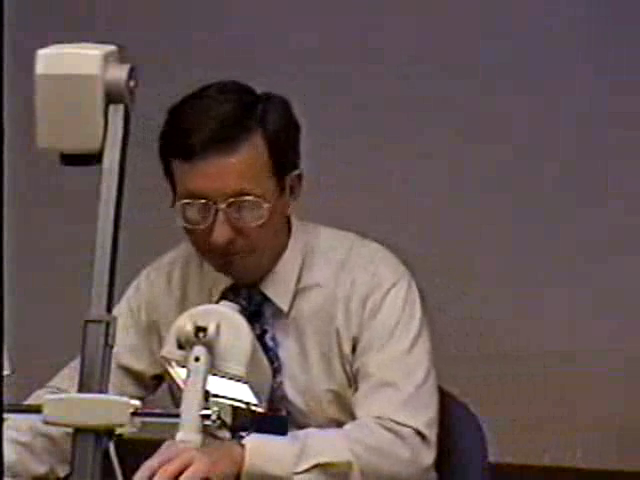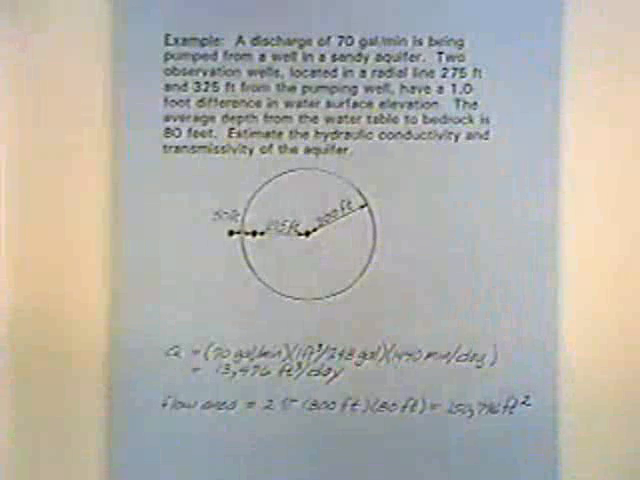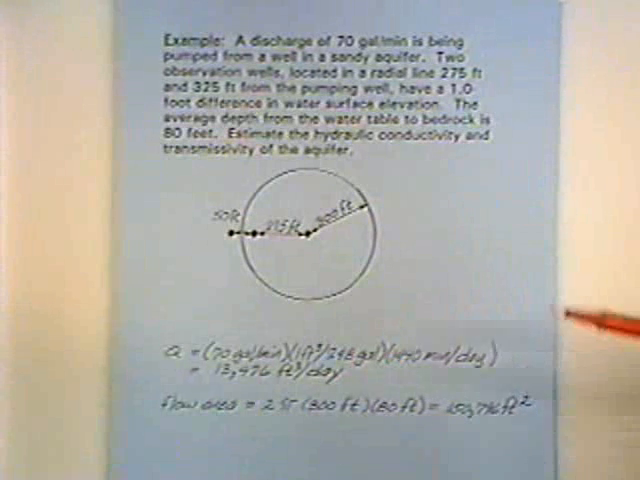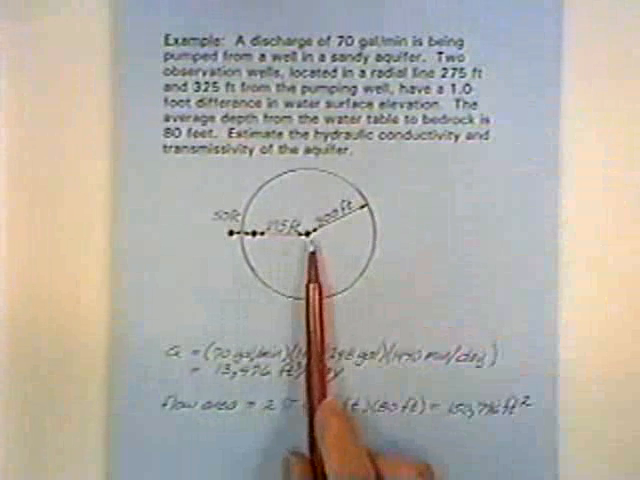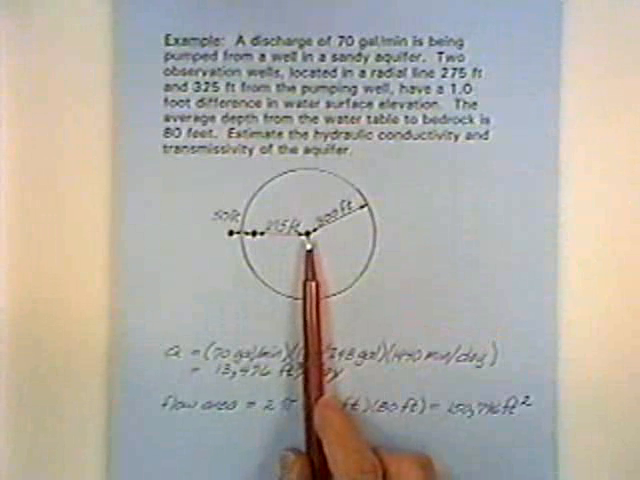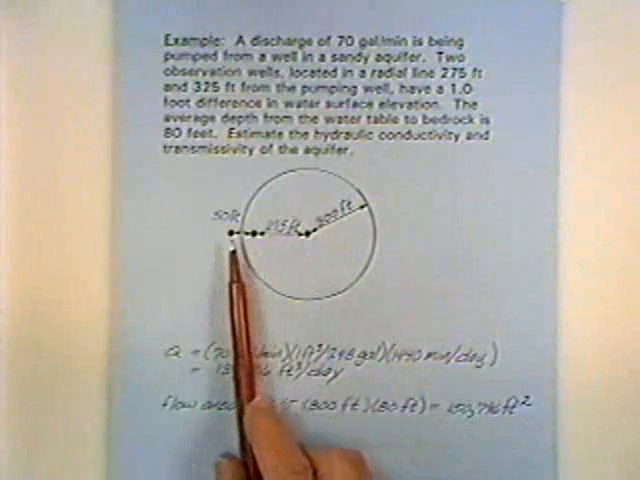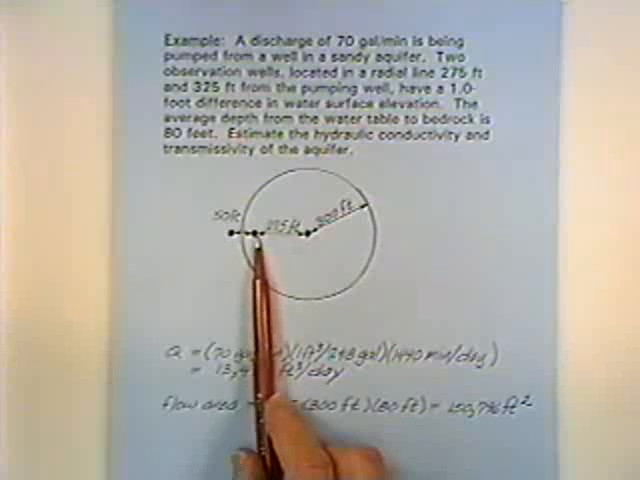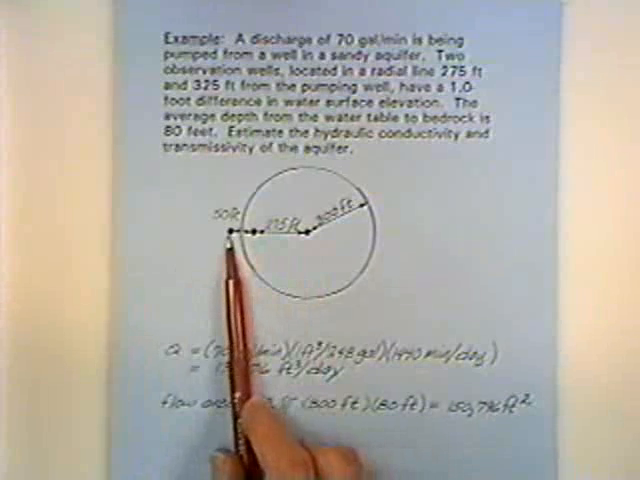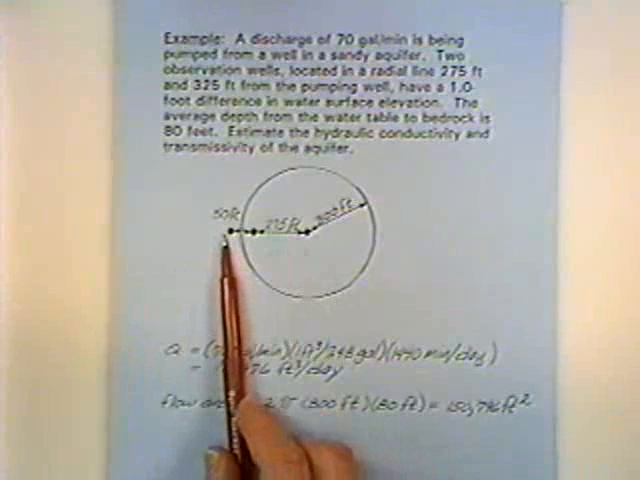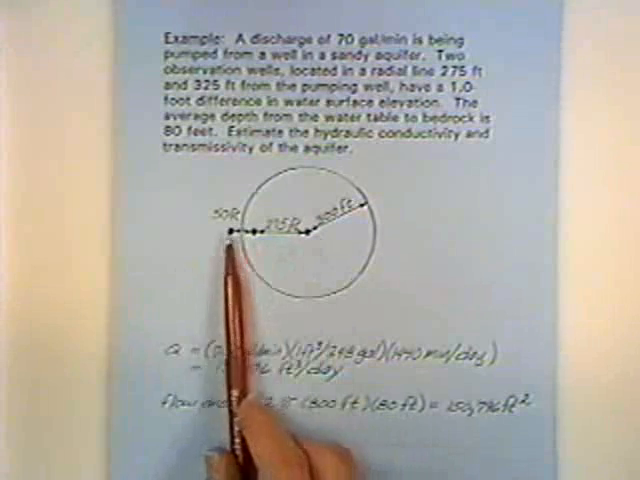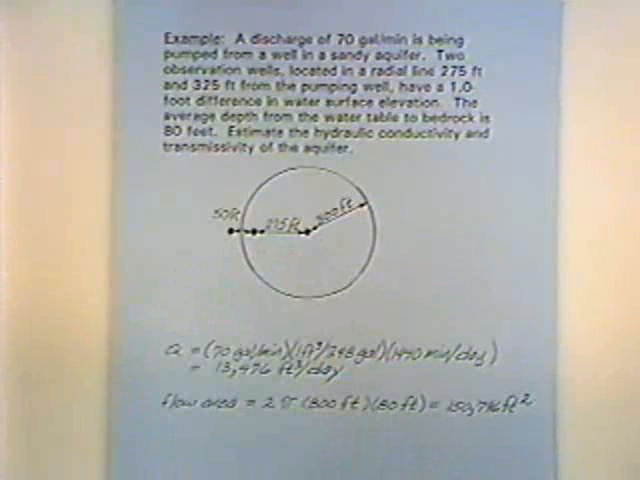Here's an example just to illustrate an application of Darcy's law. Here we've got a discharge of 70 gallons per minute being pumped from a well in a sandy aquifer, with 2 observation wells located on a radial line. The well in the middle is the one being pumped, and with the other 2 wells we're just making observations of water levels. One of them is 250 feet from the pumped well, and the other is on the same radial line 325 feet away. So there's 50 feet in between those two observation wells.